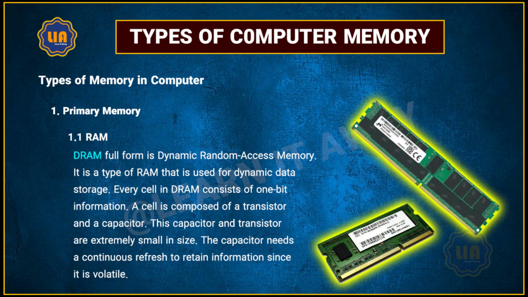DRAM full form is Dynamic Random Access Memory. It is a type of RAM that is used for dynamic data storage. Every cell in DRAM consists of 1-bit information. A cell is composed of a transistor and a capacitor. This capacitor and transistor are extremely small in size. The capacitor needs a continuous refresh to retain information since it is volatile.